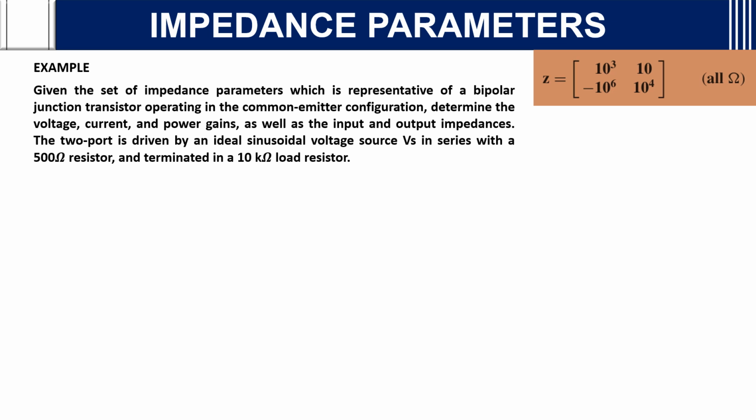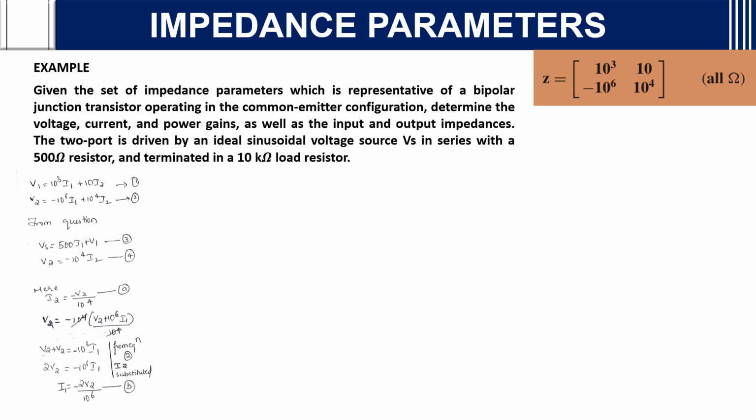Now we will continue with the problem. If you see here, first you should write in the form of the parameters. How to write the equations? V1 is equals to 10 power 3 I1, nothing but Z11 I1, plus Z12 which is 10 I2. V2 is equals to Z21 I1, Z21 is minus 10 power 6 I1, plus Z22 which is 10 power 4 I2.